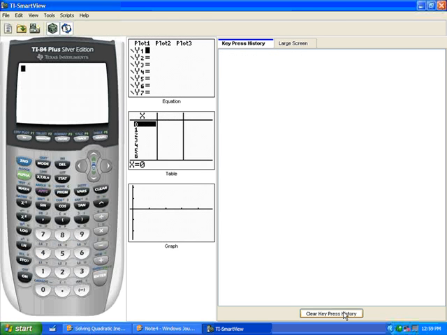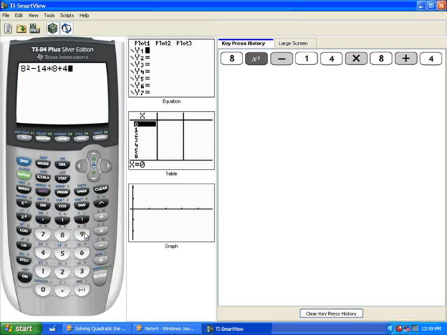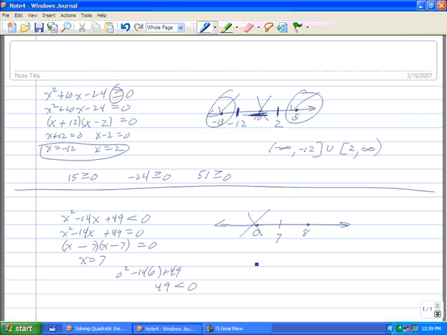And I might do that one on the calculator. Clear out what we had. And we'll go with 8 squared minus 14 times 8, and then a plus 49. Our result is a 1. So is the 1 less than 0? No, it's not. That fails. So your two intervals have failed.